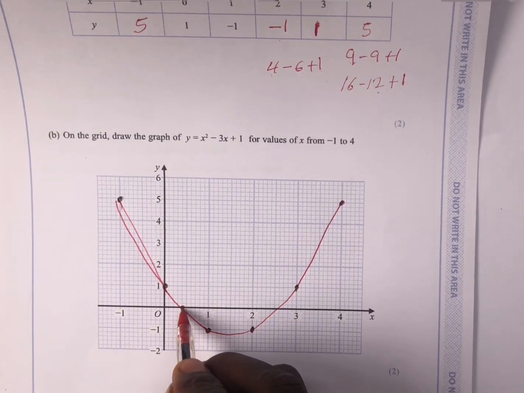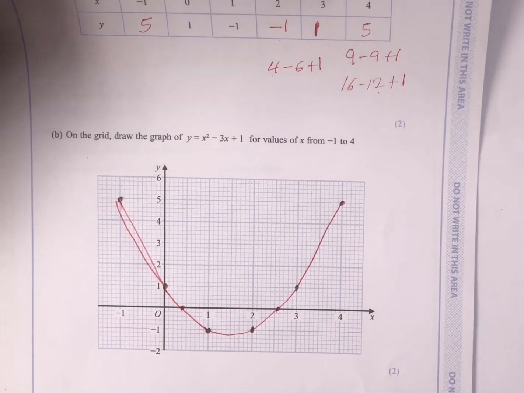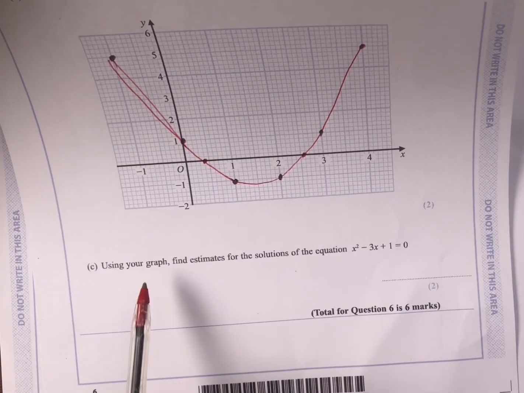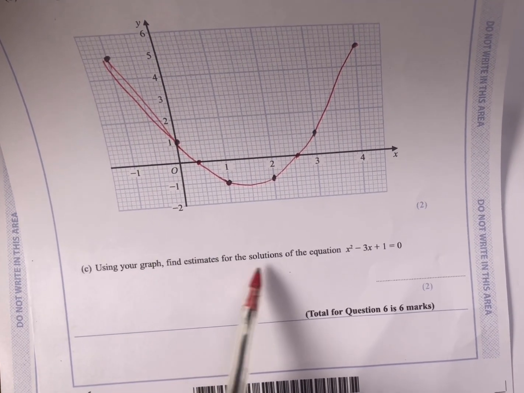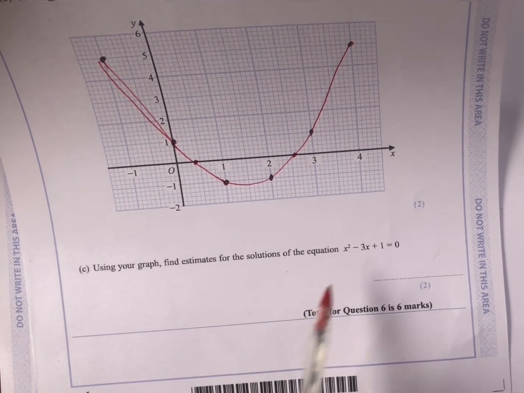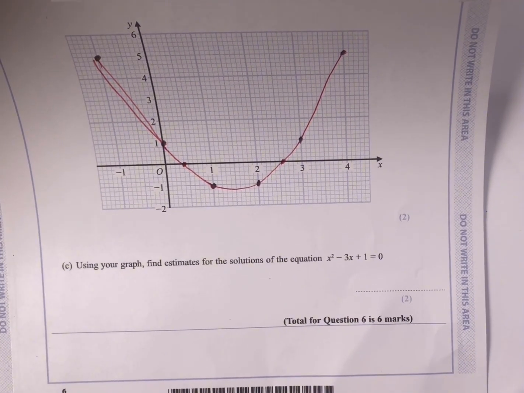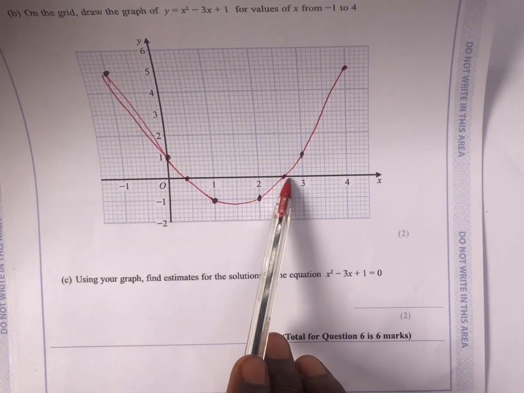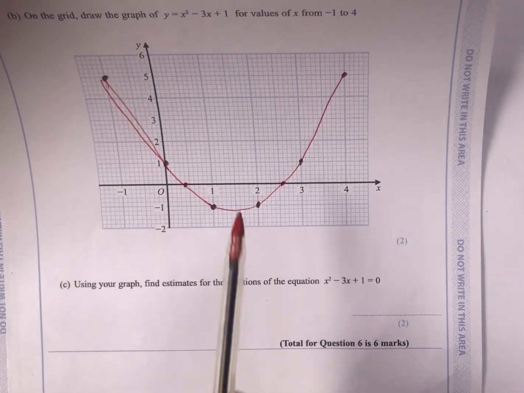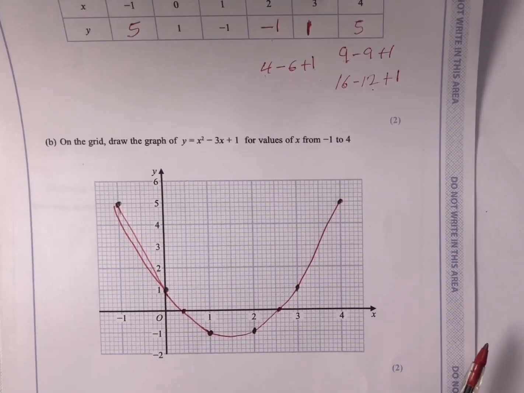So we have here, and then we have here some middle parts. Okay. So question C is telling us to use your graph to find estimates for the solution of the equation. So we need to solve the equation using the graph. The solution will be the intercepts here. So let's find the intercepts from the graph in a very simple way.